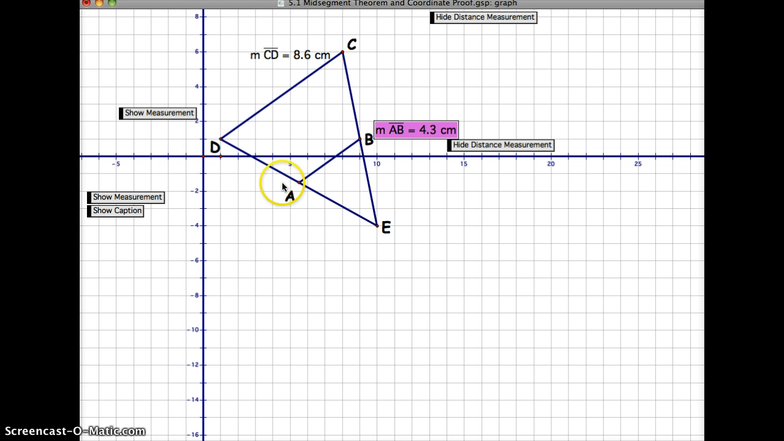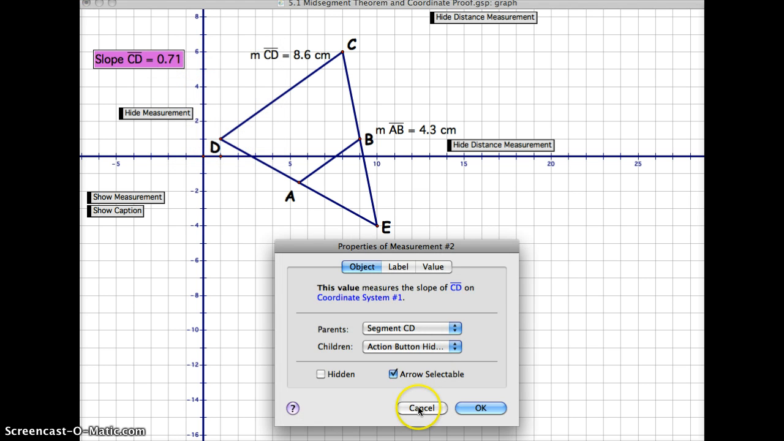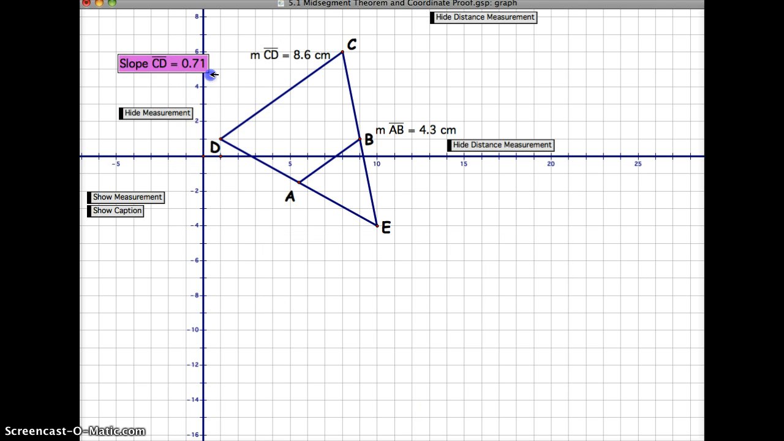If I want to count slope, slope's a little easier for these. I can just count my rise over run, right? So my slope of CD is up 1, 2, 3, 4, 5 over 1, 2, 3, 4, 5, 6, 7. So 5/7, which is about 0.71. This particular program that we use here is not real good about keeping the fraction.